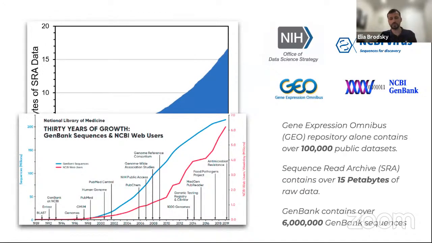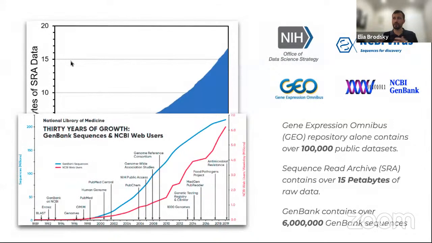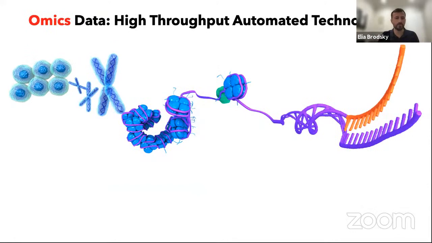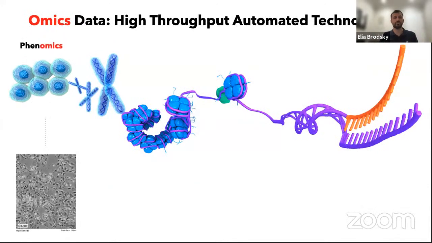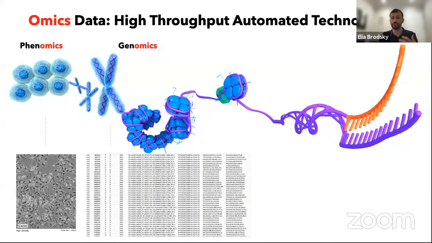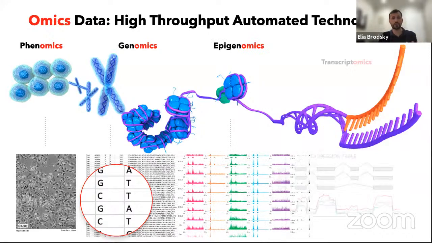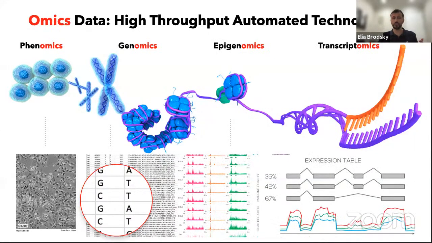Now, when it comes to such a diverse series of data, we need to understand what are the properties and challenges associated with each one. Omics data is a variety of comprehensive views of a particular type of data. A lot of times this is generated using what's called high throughput technologies. These technologies include phenomics, genomics, epigenomics, and transcriptomics. And all of these rely on high throughput or automated technologies to generate huge collections of data sets.